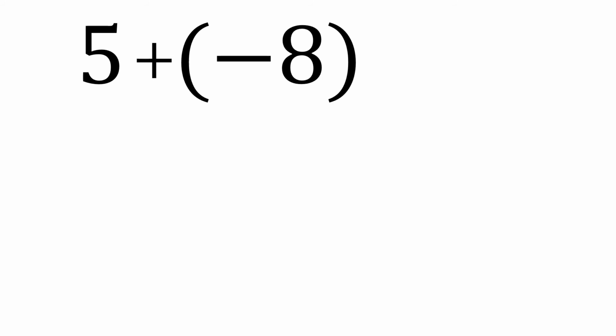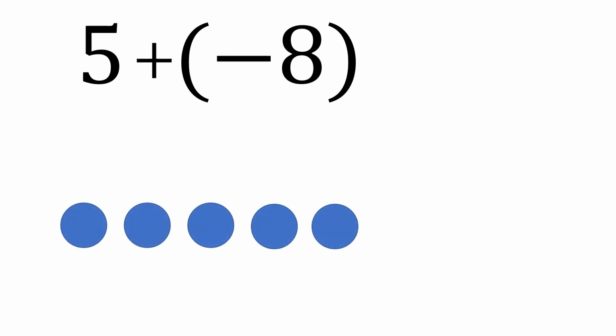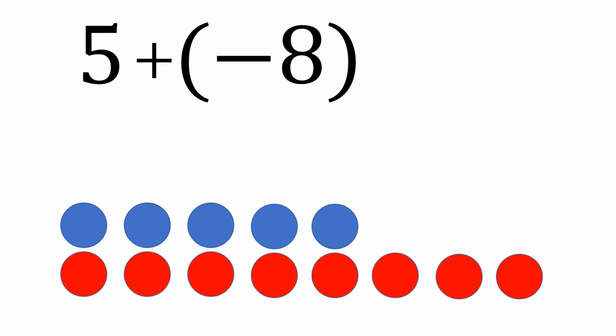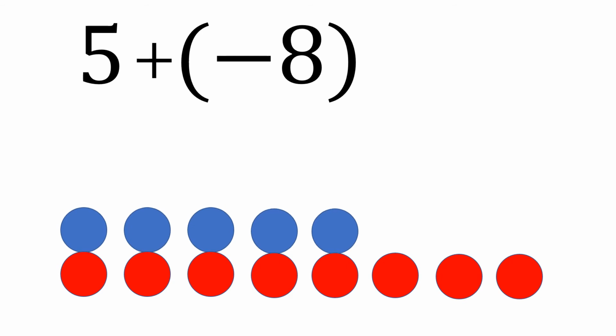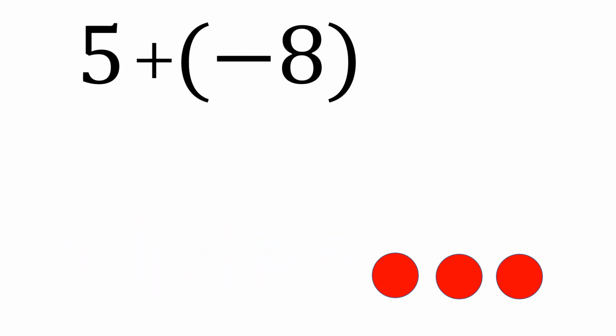Let us visualize the positive 5 as 5 positives and the negative 8 as 8 negatives. And then let's combine. So as you can see, the opposite signs are gone. And then what we have left is 3 negatives. So the sum of 5 and negative 8 is equal to negative 3, which serves as the 3 negatives.